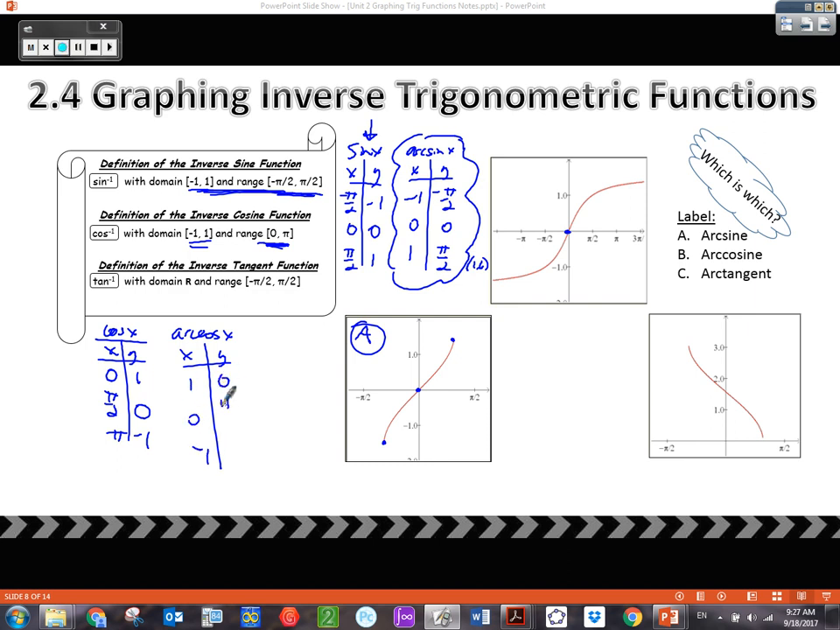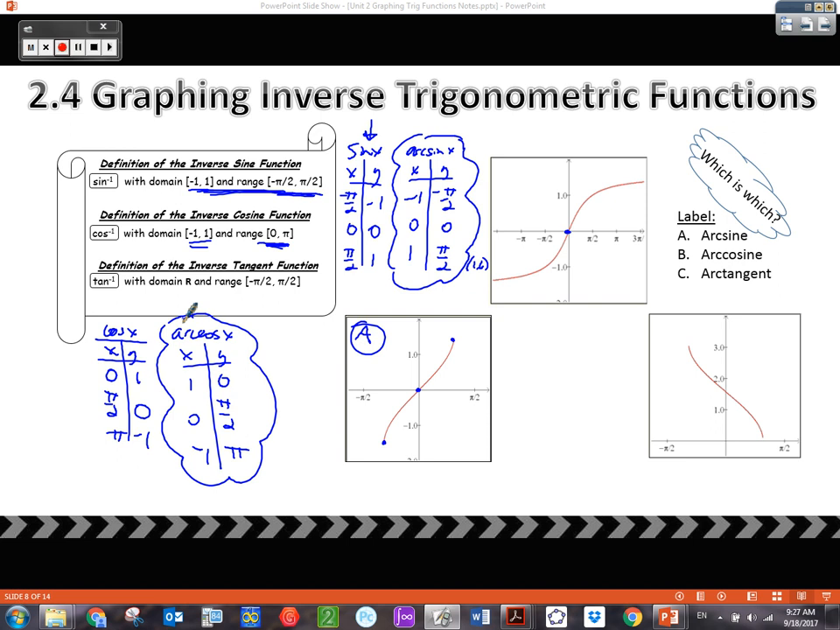So let's switch those x and y values. And now these are the parent points for arc cosine. These are the ones that are going to be important to us when we are doing transformations of the arc functions. Alright, so let's go and see which graph that is.